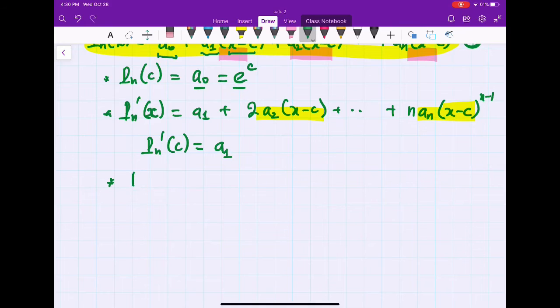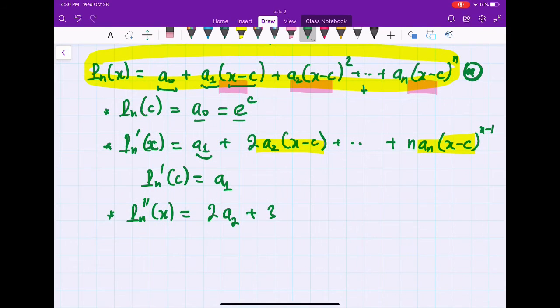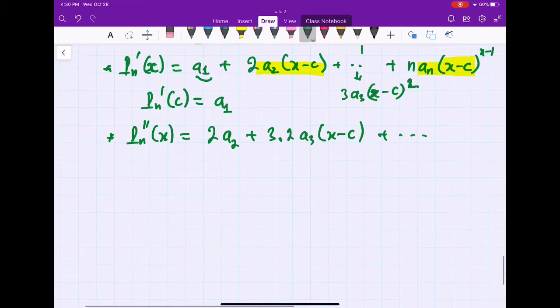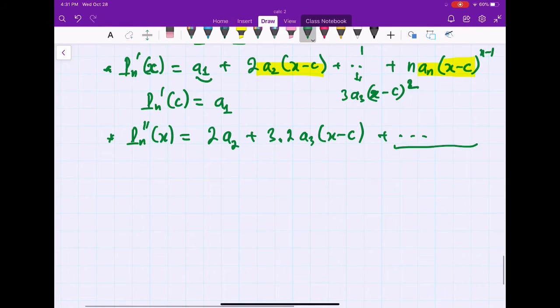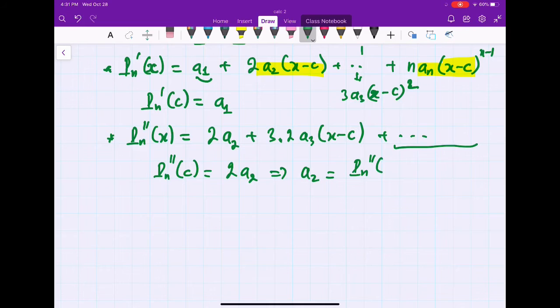Look at this. Let me differentiate a second time. The derivative of a1 is 0, so I have 2a2, and we don't have x minus c anymore, plus 3 times 2 a3 x minus c, and so on. Because for the third term, I have a3 times x minus c cubed. You differentiate one time, you get 3a3 times x minus c squared, right? You differentiate one more time, you get 3 times 2 a3 times x minus c, and so on. Does that make sense? I don't care about these terms because, when I plug x equal to c into the second derivative, I get 2a2. From here, I get a2 equal to Pn second derivative at c divided by 2.